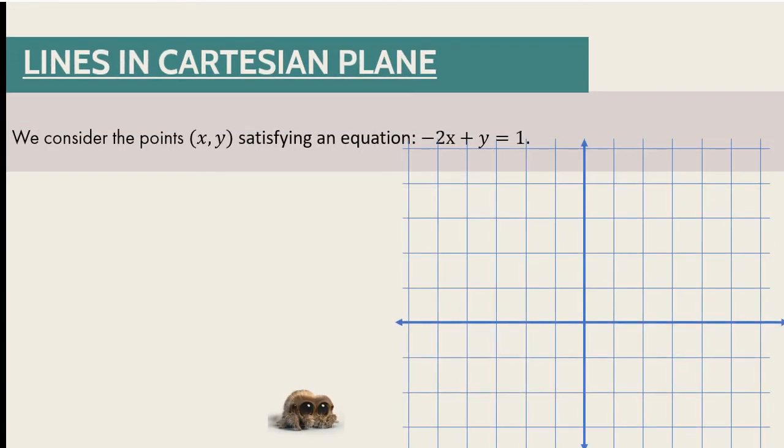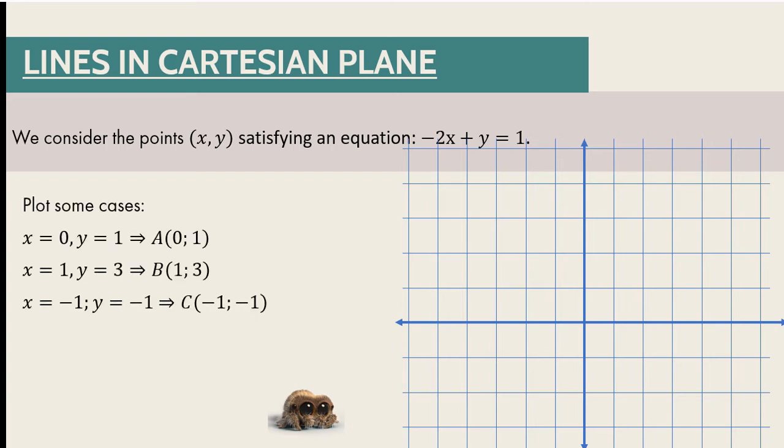Now we begin with a very interesting and very important concept in the Cartesian plane, which is the line. To begin with, we consider the points (x, y) satisfying the equation -2x + y = 1. There are a lot of points whose coordinates satisfy the equation, but first we will begin with some basic ones. If x is 0, then y is 1. We have A(0, 1), a point that satisfies the equation.